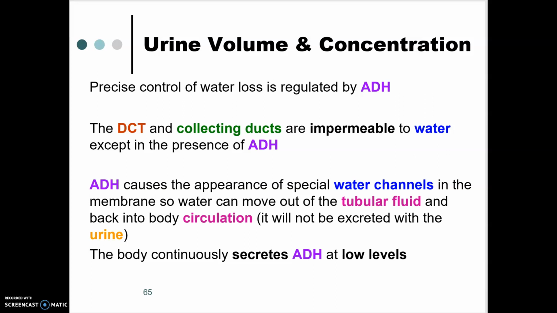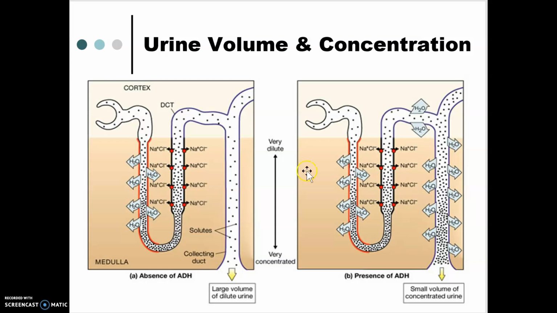Now, our body will continuously secrete low levels of ADH, and that's a natural defense mechanism so that we don't lose too much water in our urine. But as you guys know, if there is a rise in electrolytes, ADH gets released from the pituitary.